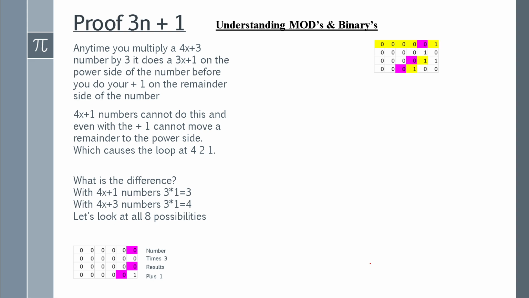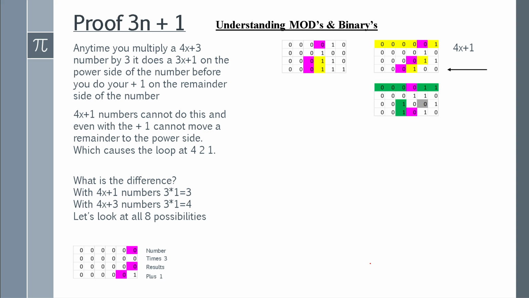So here is the number 1, right? It's a 1 mod 4 number. And as you can see that when we multiply by 3, nothing's happening. We're just pushing the power position from slot 2 to slot 3 to slot 4. Right? The plus 1 is having its impact on the remainder side. And so when we look at the number 2, we see the same thing. It's just pushing the power from slot 3 to slot 4.